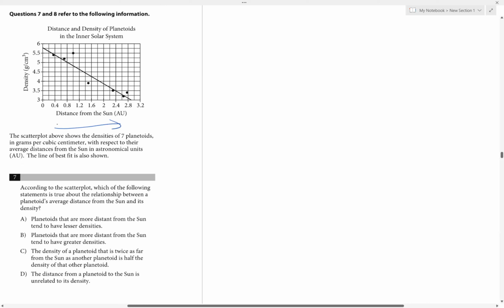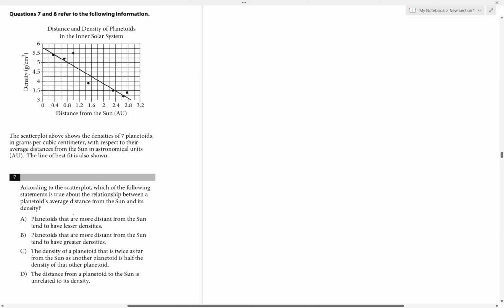As the distance increases, as you go toward the right, the line goes downward, right? So the density actually decreases as we go to the right. That means as the distance from the sun increases, the density will decrease in general. That's the trend that we're seeing. Okay, so let's go through the answer choices.